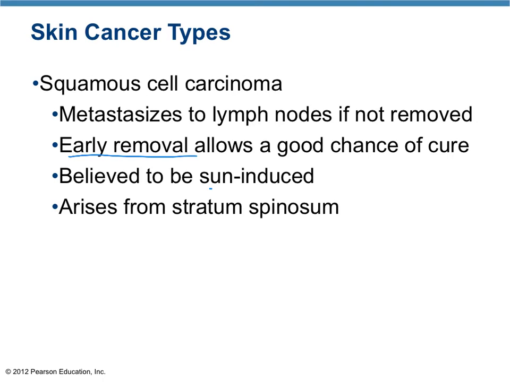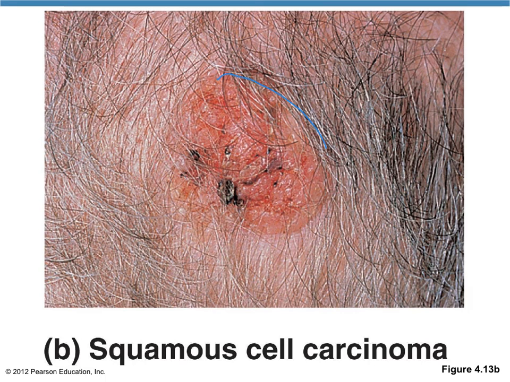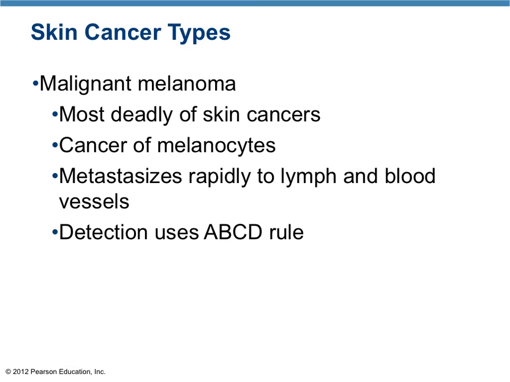A squamous cell carcinoma can metastasize to the lymph nodes if they're not removed, but the early removal allows for a good chance of a cure. These tend to be sun-induced, scientists think, and they arise from a different layer in the skin. They arise from the stratum spinosum. So in this image, you can see this is what the squamous cell carcinoma looks like, a little bit different than the first type.